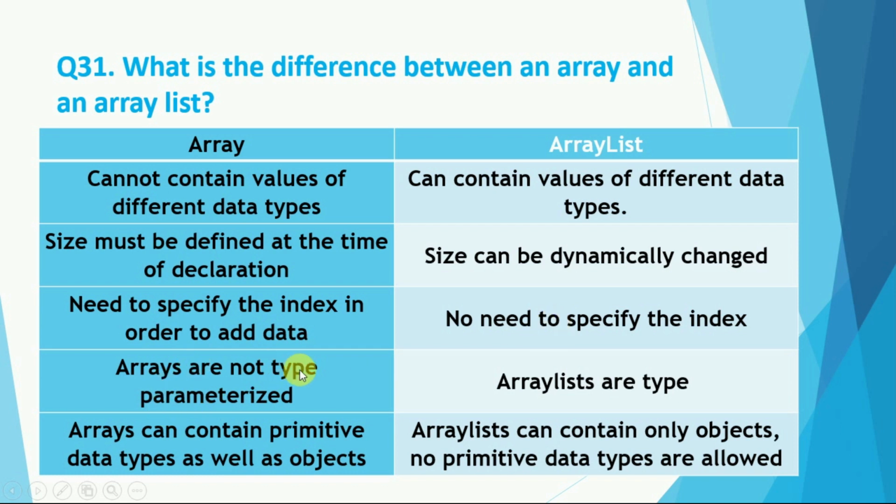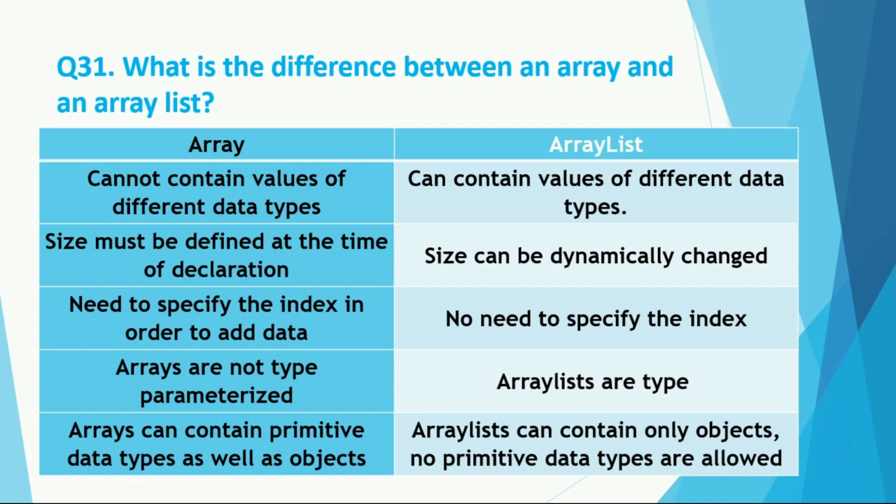So arrays are not type parameterized, but array lists are type parameterized. An array can contain primitive data types as well as objects, but an array list can contain only objects. No primitive data types are allowed. So this is an exception in array list. So an array can contain both primitive data types as well as objects, but an array list can contain only objects. No primitive data types are allowed.